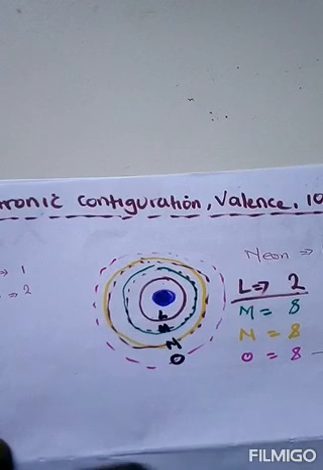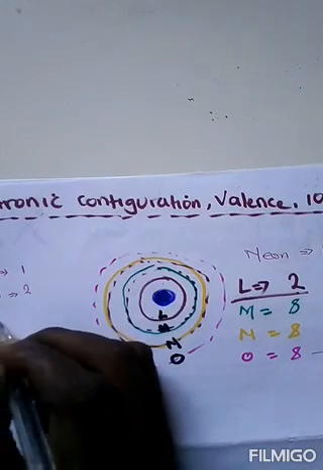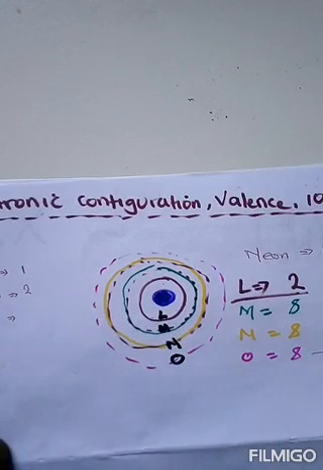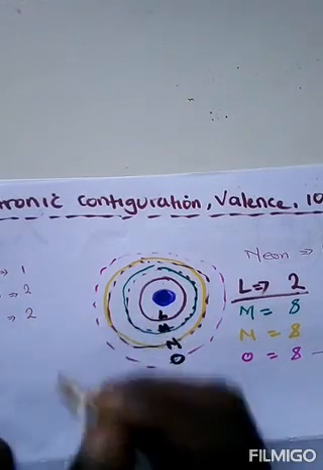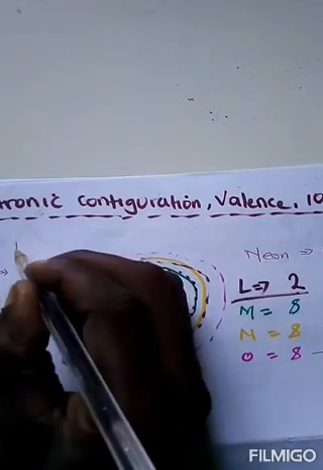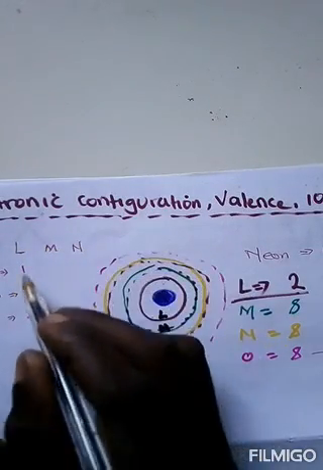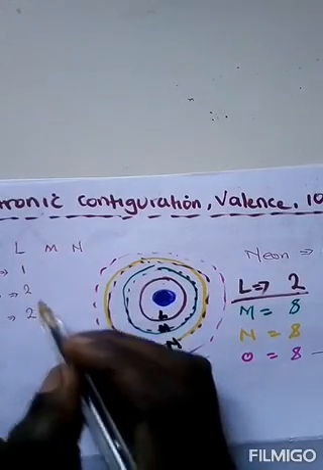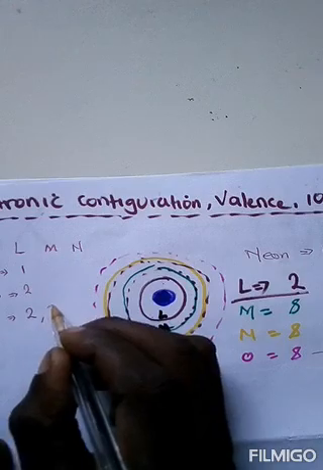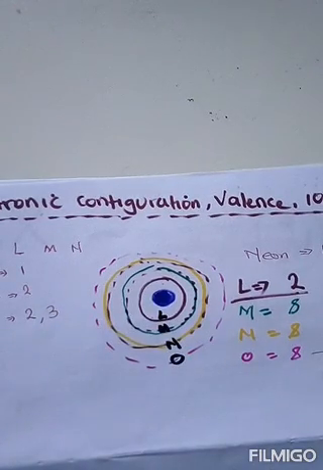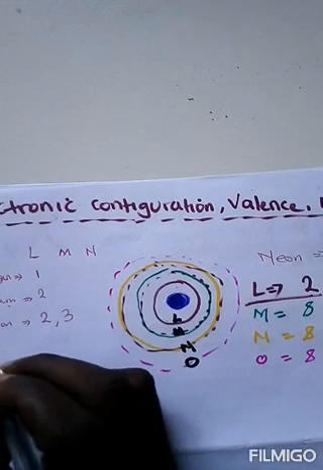Suppose we have elements such as boron. Boron is number 5, so it has 5 electrons. So this is how it is going to place them. This is shell L, then we have M, then we have N. It will place the first 2 in shell L. Then how many are remaining to make 5? It is 3. So place the 3 electrons in shell M. That's all.